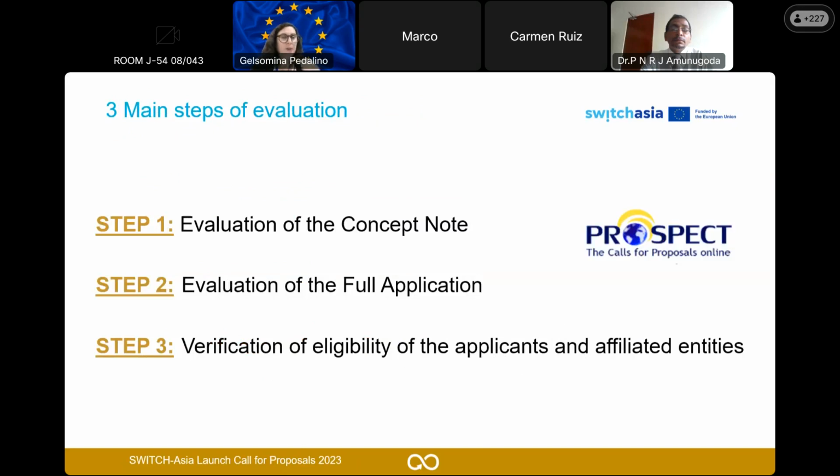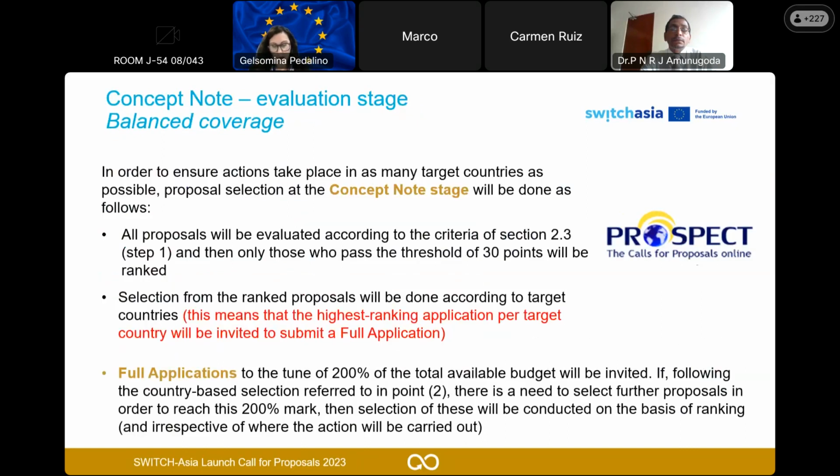How will the evaluation be done? During the concept note stage, all proposals will be evaluated according to the selection criteria stated in section 2.3, step 1. That means that they should meet the deadline, meet the eligibility criteria related to the nationality and the geographical coverage of the membership, the relevance of the action, that means the coherence among the objective, the priority, the sector, all the parts explained before by Guy, and the added value in terms of innovation of the proposal. This first step will apply to everybody.